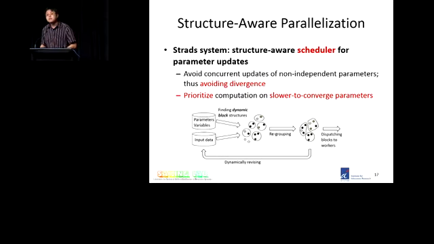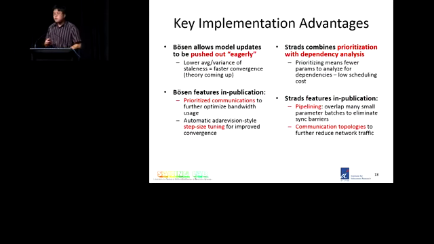load balancing. Okay. So in terms of technical implementation, the Bosen system, which is the bounded asynchronous parallel system, allows the model updates to be pushed out eagerly, which is to say we push updates to the machines before it's required by the workers. This lowers the average variance and mean of the staleness parameter, which is the gap between each worker's view of the parameters. And we'll see that there's some theory analysis that shows that this will improve the quality of the solution.